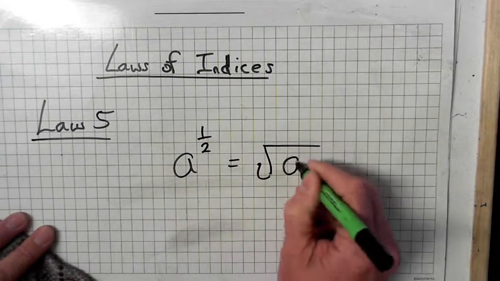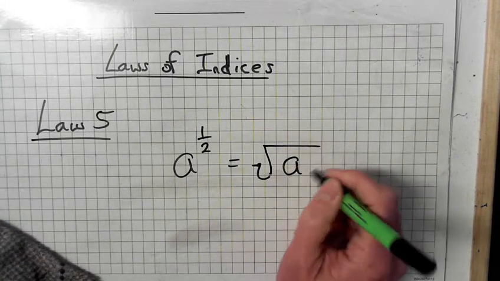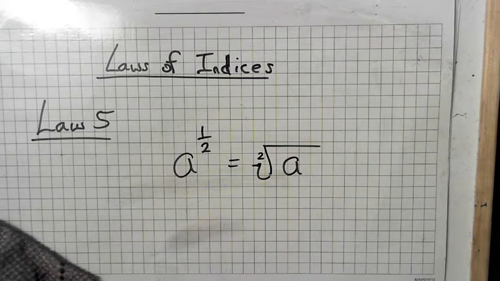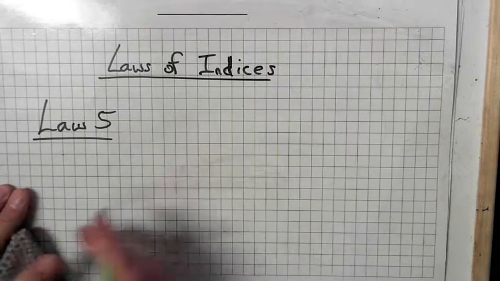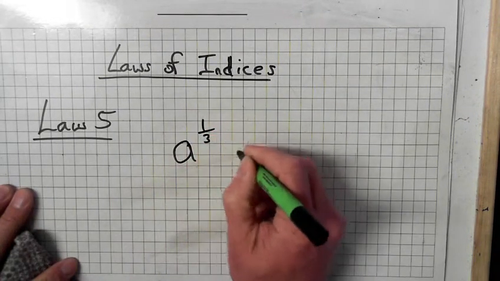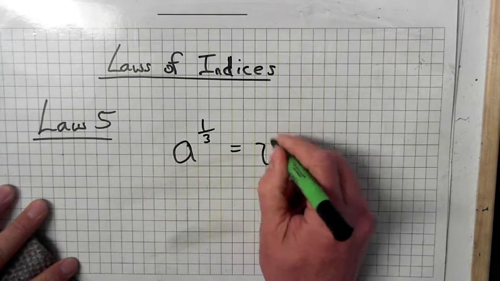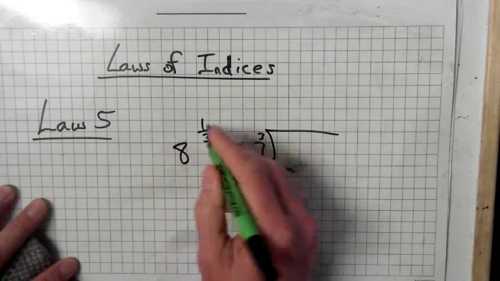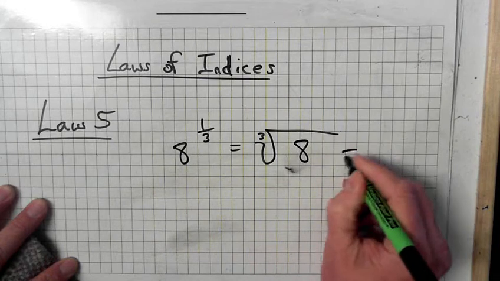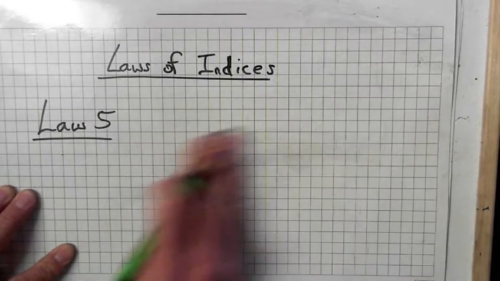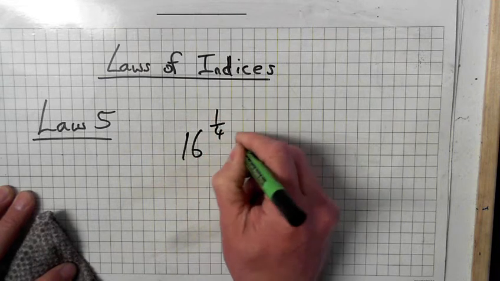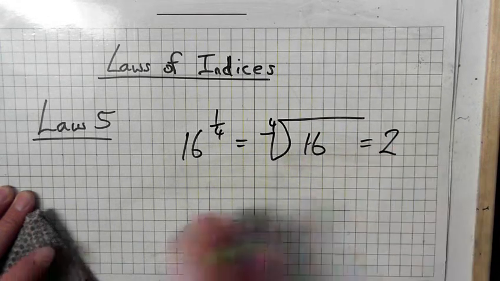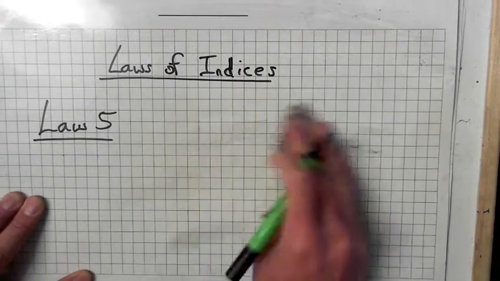Law 5. So if I have anything to the power of a half, what does a half mean? It means square root. You're used to looking at the square root sign as that. The square root sign should have a 2 included, like that. So if I have 8 to the power of a third, what does that mean? Yeah, the third root. So if that was, for example, 8, 8 to the power of a third is 2. Next, if I had 16 to the power of a quarter, it's the fourth root. The fourth root of 16 happens to be 2 as well. 2 times 2 times 2 times 2.